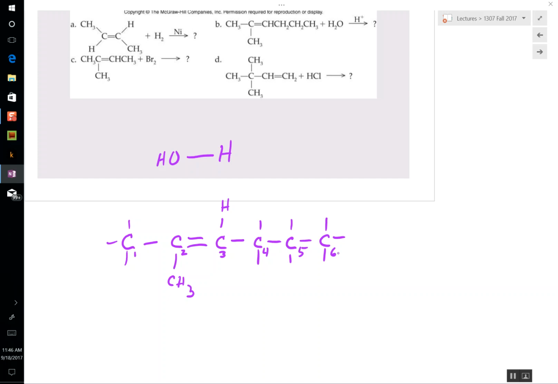Markovnikov says the hydrogen goes to the carbon with the most hydrogens. So let's just get that one down there. And so this is going to end up right there, and this is going to end up right there, and that is going to go away. And we're going to get that alcohol. Don't worry about naming it right now. We're not in chapter 12 yet. Okay? So that's how you predict the major product.